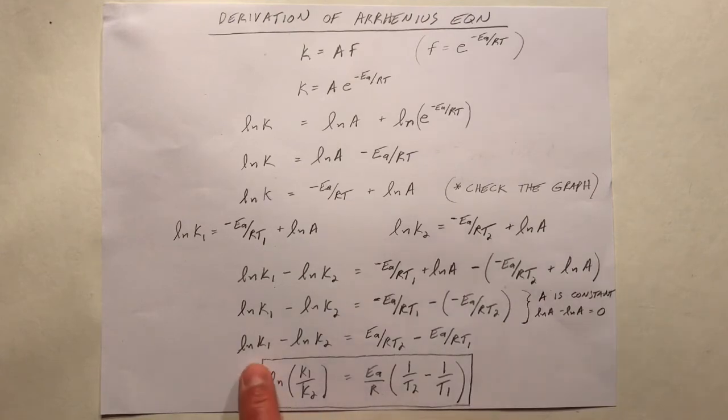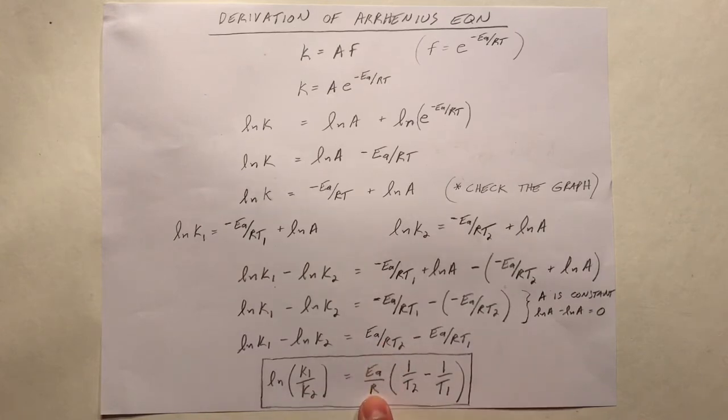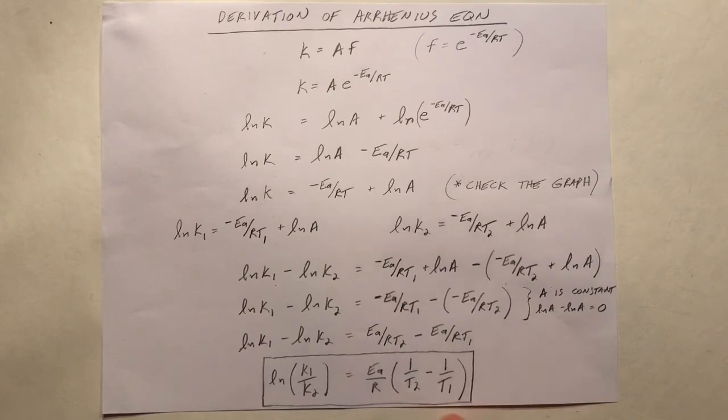Now we can say that the natural log of k1 minus the natural log of k2 is the same as the natural log of k1 divided by k2. And that's equal to, let's factor out Ea over R, and over here we'll have 1 over T2, and over here we'll have 1 over T1. So on the right hand side we have Ea over R multiplied by 1 over T2 minus 1 over T1. And this is our useful version of the Arrhenius equation.